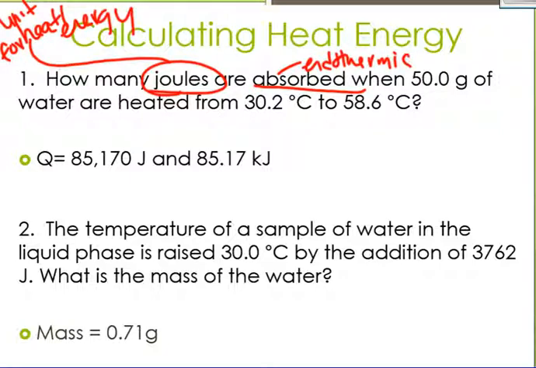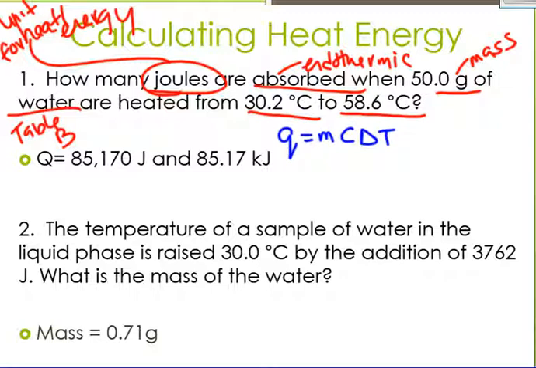50 grams represents the mass of water, so we could use table B. The water is heated from 30.2 degrees Celsius to 58.6 degrees Celsius. Again, remember we don't have to change those to Kelvin because we're just looking at a temperature difference. So let's set up our equation: Q equals MC delta T. Let's plug in what we know.